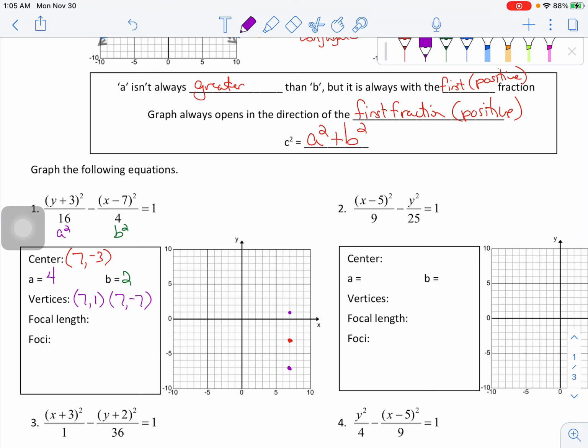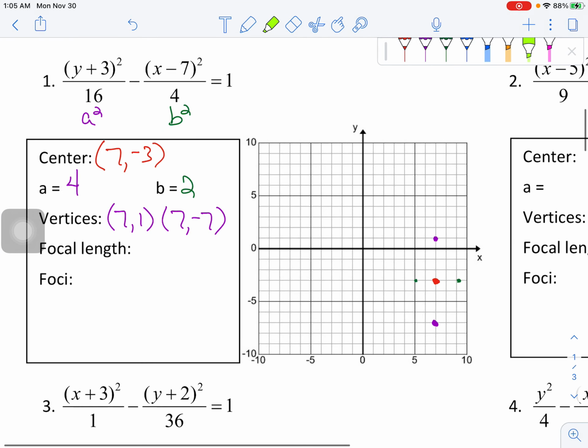Now I'm going to count from the center 2, that's my b value, on the conjugate axis. So I'm going to go perpendicular, 2 here, 2 here. This is going to create a rectangle. I'm going to zoom in just a little bit so I have a little bit better view. There we go. I'm using a green highlighter here to mark out a little rectangle. The reason I mark that rectangle is that if I now connect the diagonals of that rectangle, that is going to give me my asymptotes.